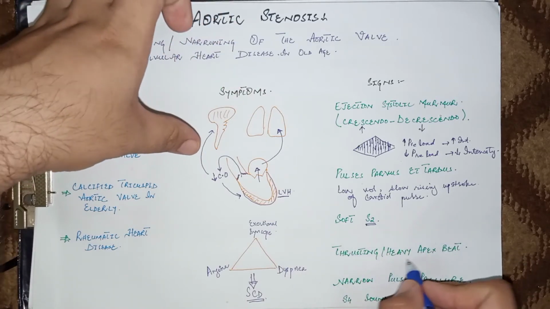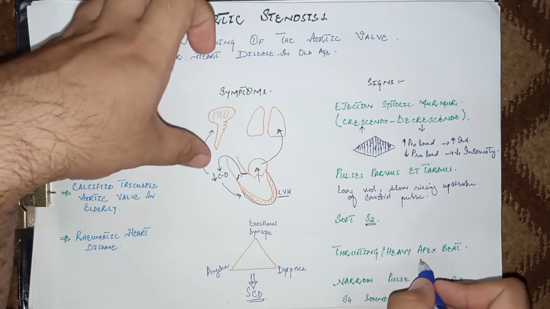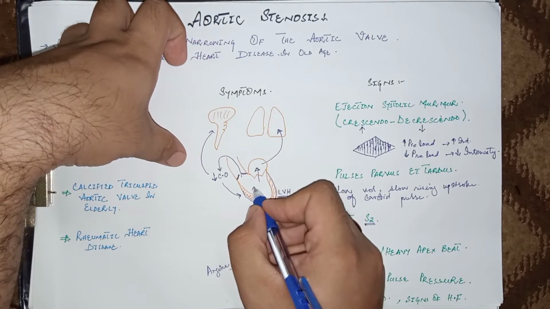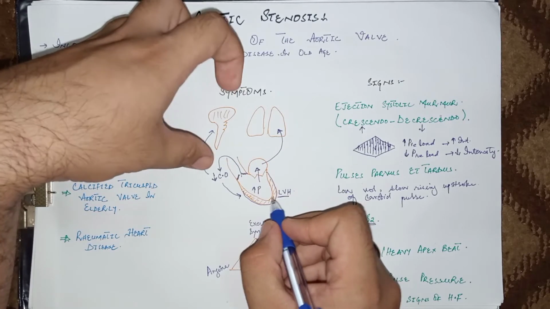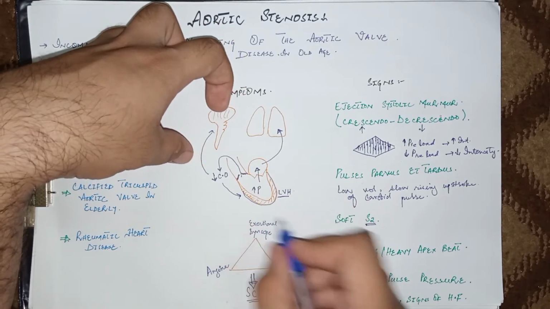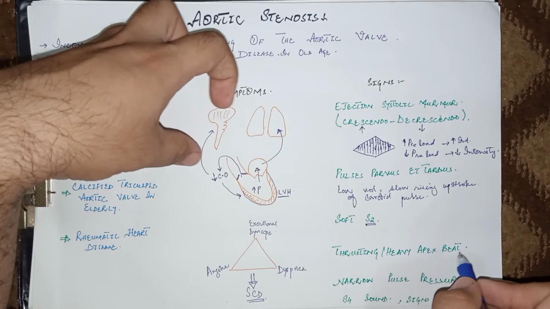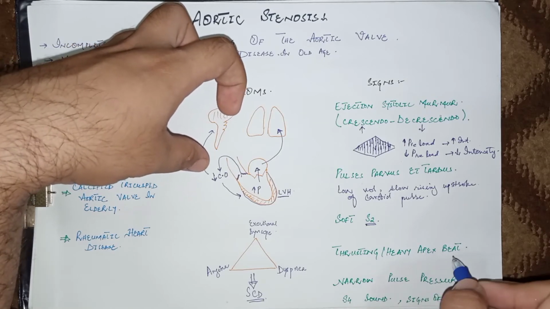The next feature is heavy apex beat or thrusting apex beat. This is due to increased pressure in the left ventricle, or the pressure overload in the left ventricle. So there is a thrusting or heavy apex beat in aortic stenosis.